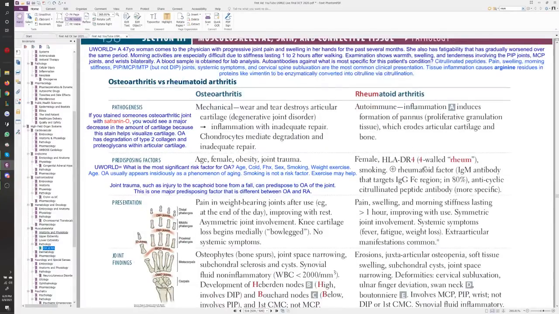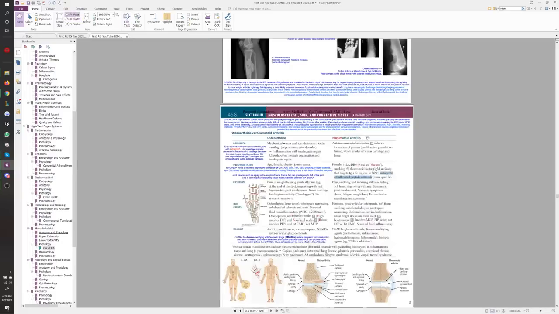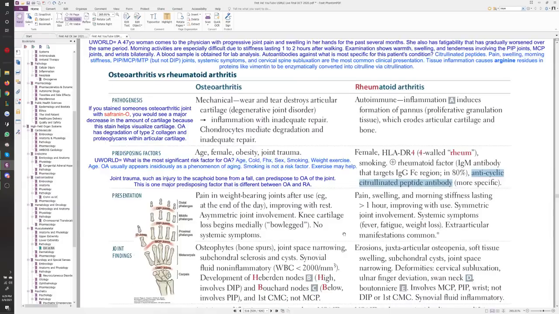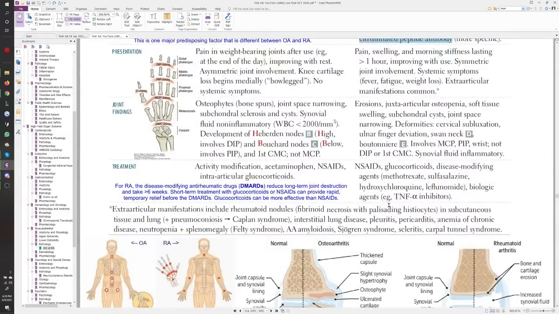Key things here with the HLA-DR4, the anti-cyclic citrullinated peptide antibody being the key thing for rheumatoid arthritis. And you have a lot of features in rheumatoid arthritis that you're not going to see there. And you're definitely not going to see any of those symptoms that made OA and RA very difficult, which were your extra-articular symptoms, right? Symptoms that are outside of the bones, right?